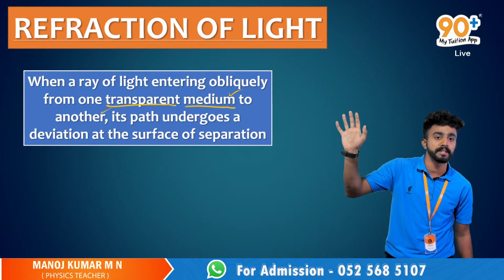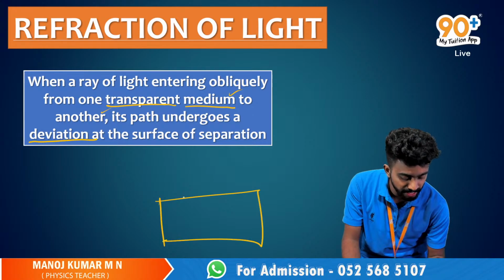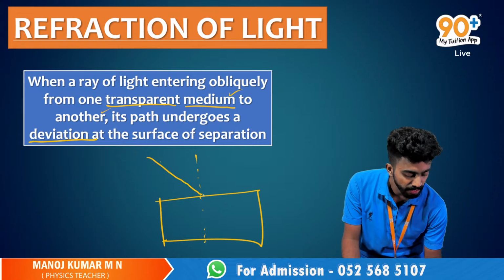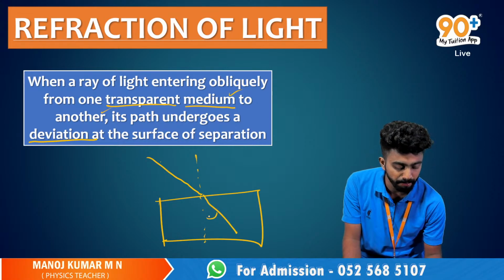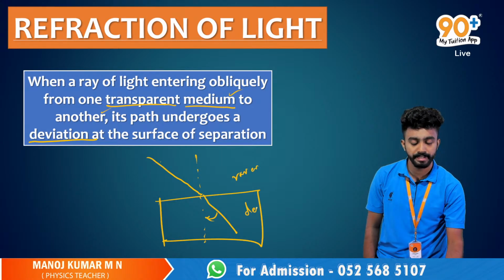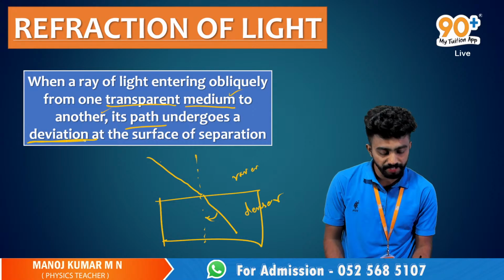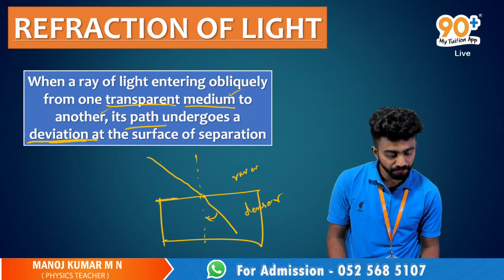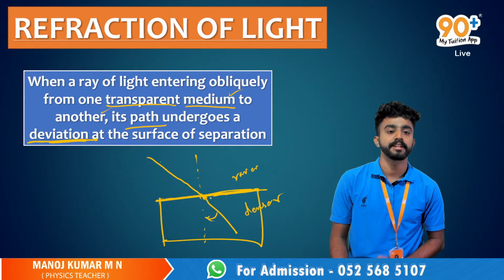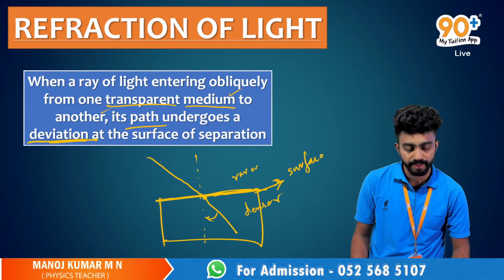We have checked out the example. Its path undergoes a deviation. So when we are considering a medium, what happens? With respect to the normal, it will undergo deviation for sure. It will have a particular deviation with respect to the normal, if you are considering a rarer and denser medium. So obviously its path undergoes deviation at the surface of separation. This is the surface of separation. Over here it will undergo a particular deviation. So don't forget about this surface of separation. That is very, very important.